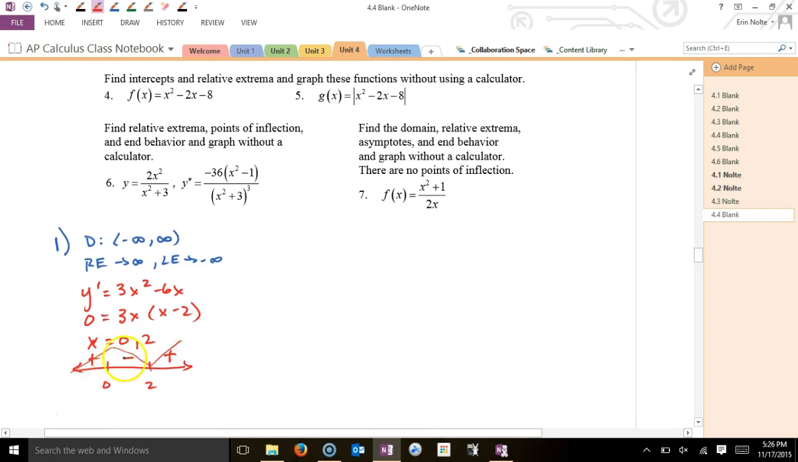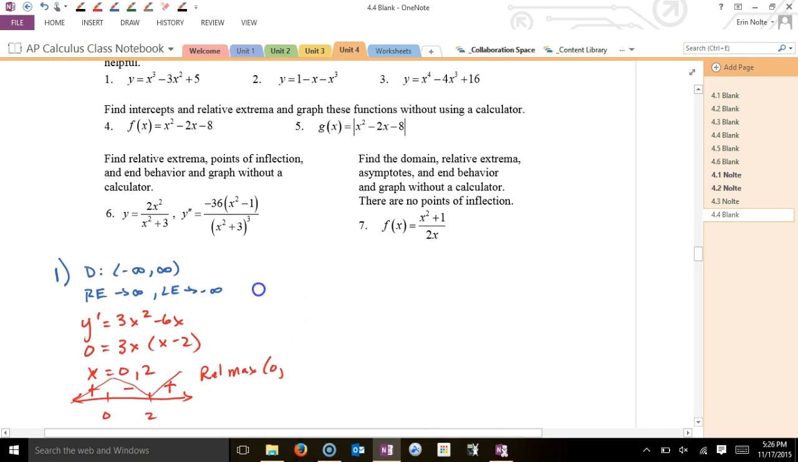So I got a relative max at 0. So if I plug 0 into my original, I would get 0 minus 0 plus 5, get 5. I have a relative min at 2. So if I plug 2 in, let's see, 8 minus 12 is negative 4. Negative 4 plus 5 is 1.